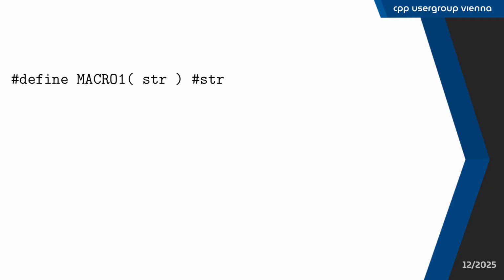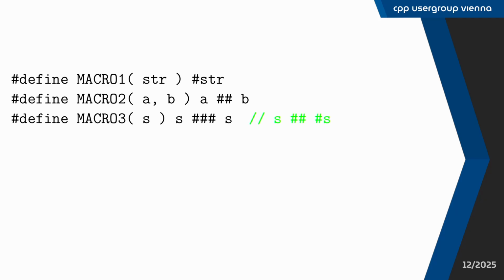So let's start with the hashtag. We have the one hash, which takes an argument and makes it into a string. We have the two hashes. This concatenates two things and makes a new token out of it. And we can combine those: 3 hashes. This is parsed as 2 hashes and then 1 hash. So no cheating. Can we call this macro?